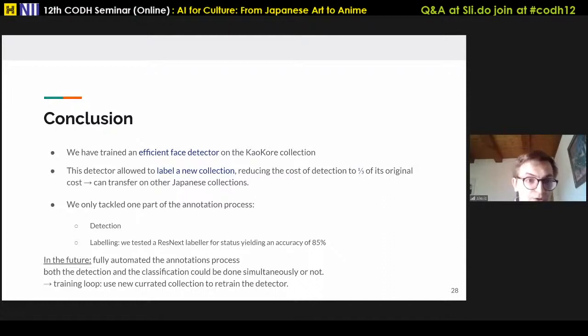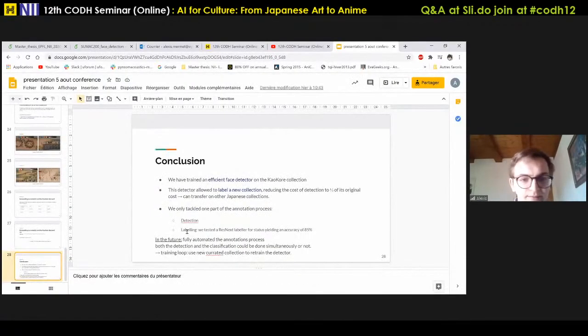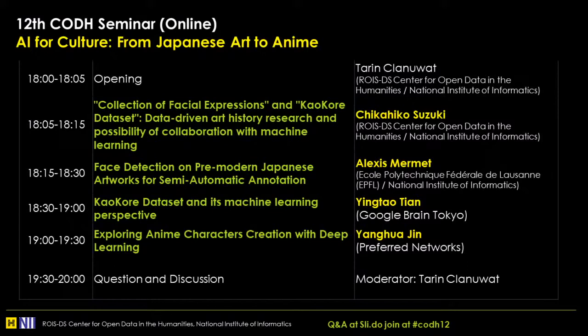And finally, what we could do is fully automate the whole process, as I said, do both the detection and the classification at the same time, since it seems possible. And finally, keep training our detector using a loop, using the new curated collection. So for example, we can retrain the detector so that it becomes more and more precise with time. So thank you very much for your attention. And that's all for this presentation.